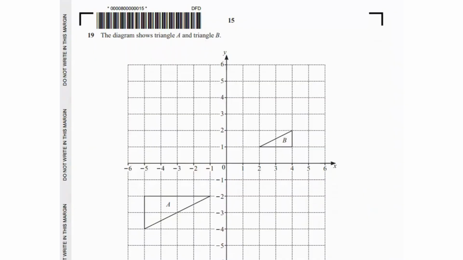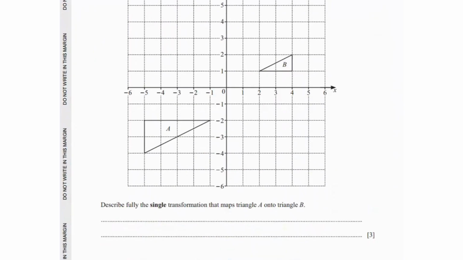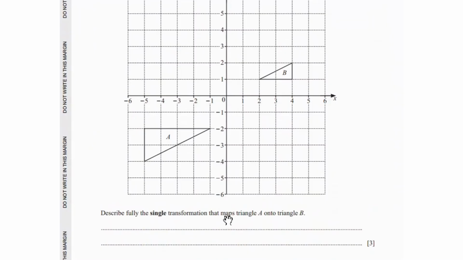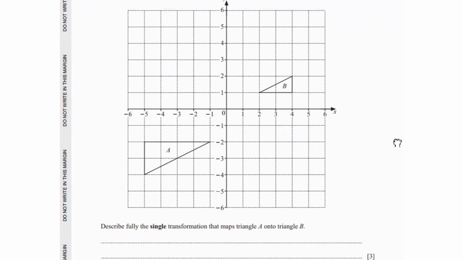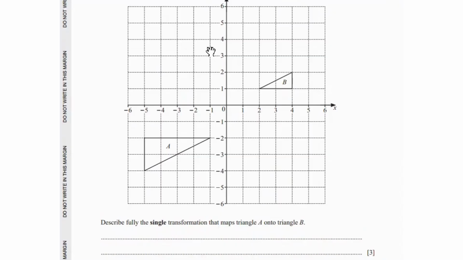And the diagram shows triangle A and triangle B. Describe fully the single transformation that maps triangle A onto triangle B. Triangle A onto triangle B is clearly an enlargement because the size of the shape has changed. The size only changes in enlargement. Once we figure out that, we need to figure out the scale factor and the center of enlargement.